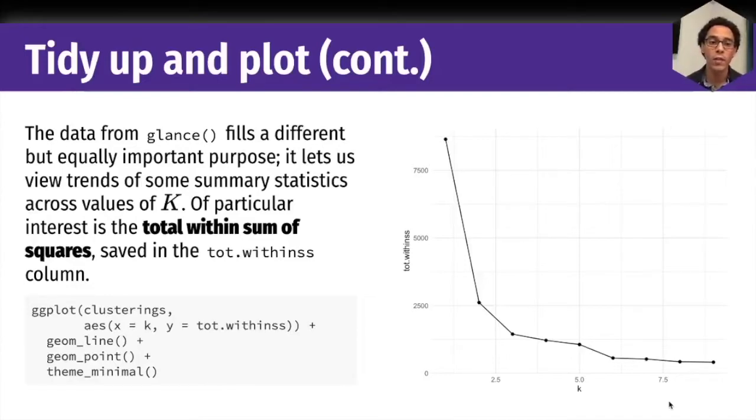That is saved into the tot.withinss column, and then if we have that, we can simply create a plot like the one shown on the right. This is called an elbow plot, and we look at these plots when evaluating the performance of our clustering methods and checking when the total within sum of squares is not changing a lot while we vary the value of k.